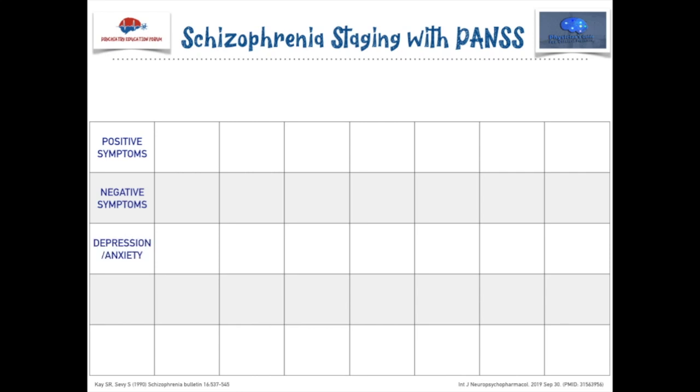The third is depression and anxiety. We all know what depression and anxiety mean, but they looked at depression, guilt feeling, somatic concerns, preoccupation, and anxiety here. And then fourth, which I think was very, very important here, was excitement or hostility.